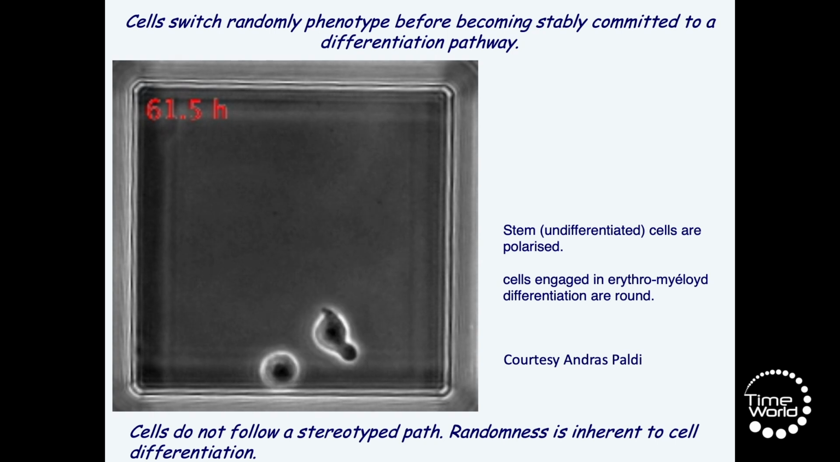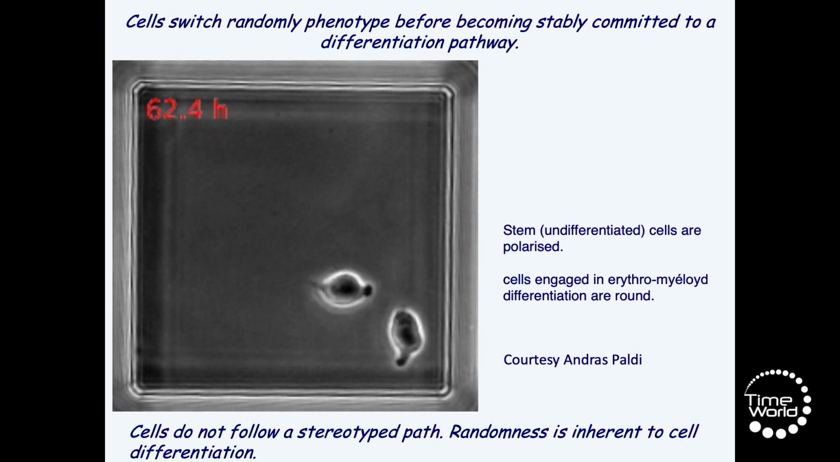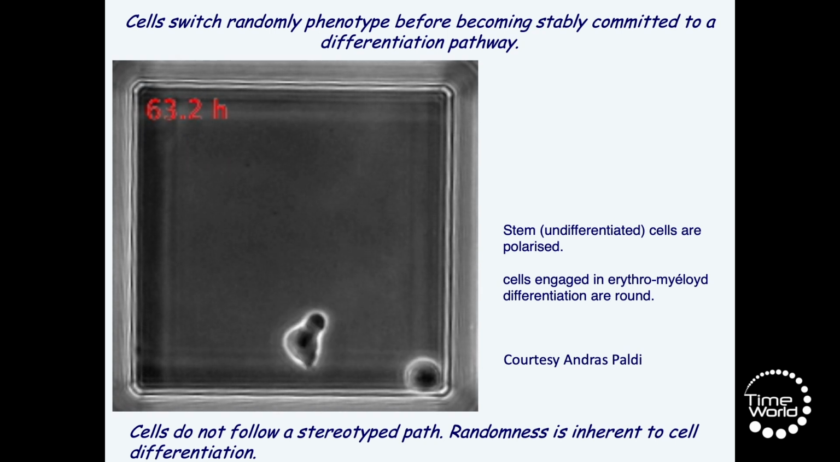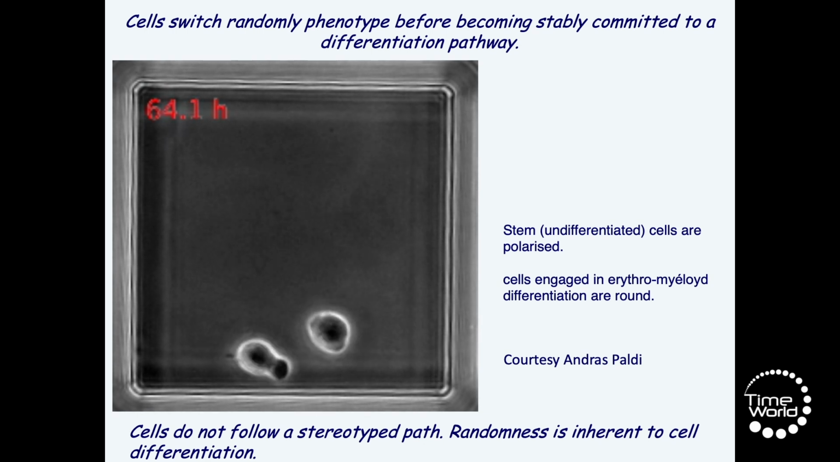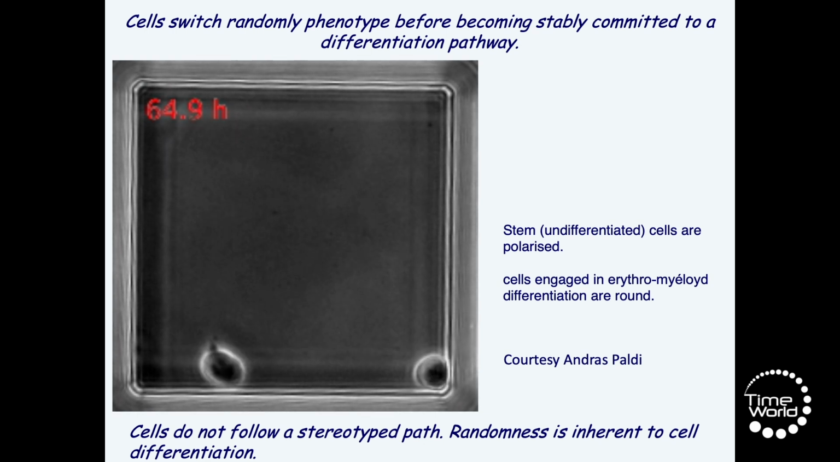So I'm going to show you a movie of this experiment, and you're going to see cells that are triggered to differentiate, and that instead of following a straightforward pathway toward differentiation, hesitate between different types. One cell has switched to round. You can easily distinguish: undifferentiated cells are polarized, whereas differentiating cells are round.